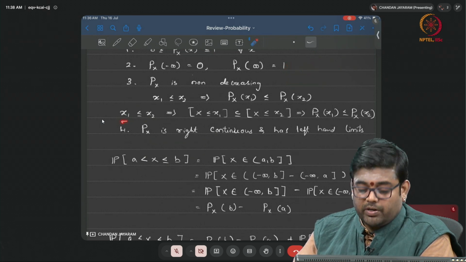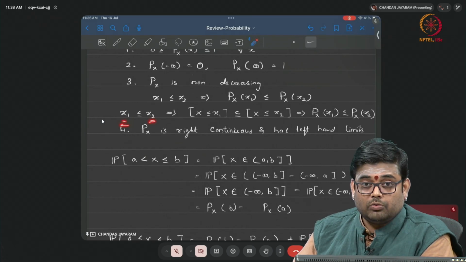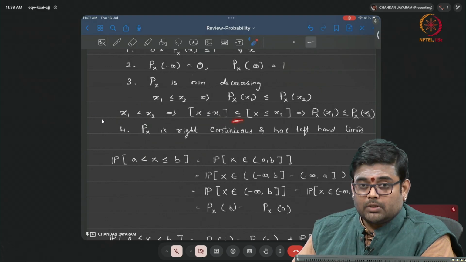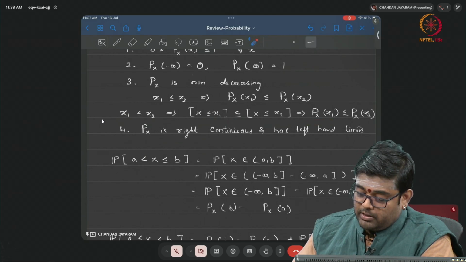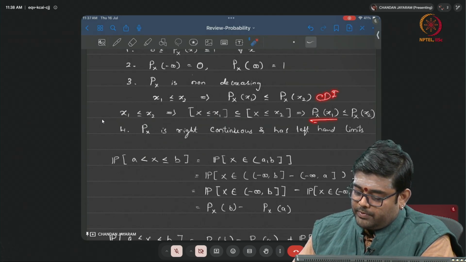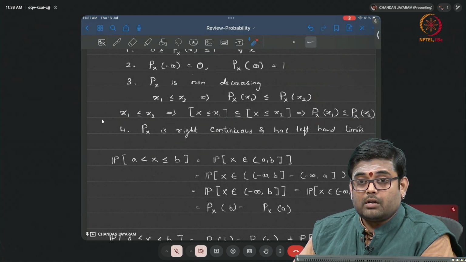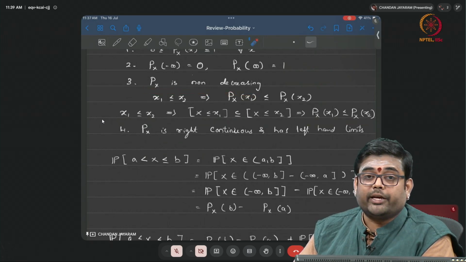So take two numbers x1 and x2 such that x1 is less than or equal to x2. Now, if you consider all x less than x1, this will be a subset of the set for x2. Because of this, the CDF of x1 will always be less than or equal to the CDF of x2. This is a straightforward indication that the CDF is non-decreasing.